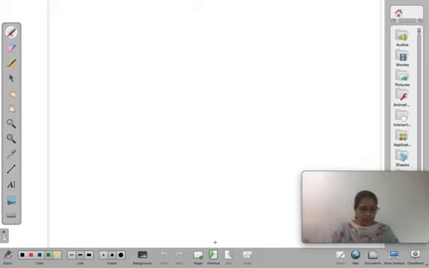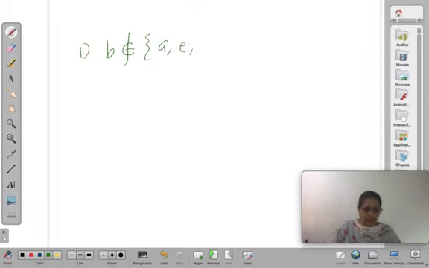Our first question: B is not an element of {A, E, I, O, U}. Okay, we write sets inside curly brackets or braces. So B is not an element of the set of vowels, that is A, E, I, O, U. Is it correct? Yes, B is not an element. Here the only elements are A, E, I, O, U, so it's not an element. In the same way you can do the next questions yourself.